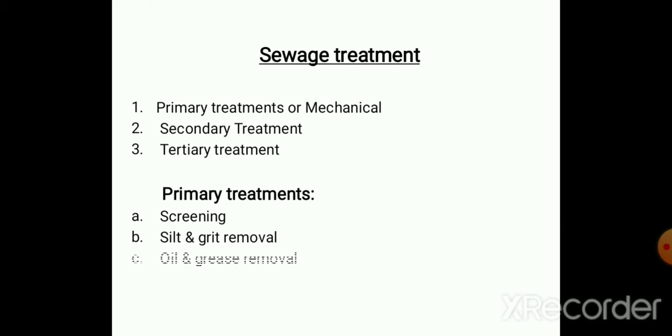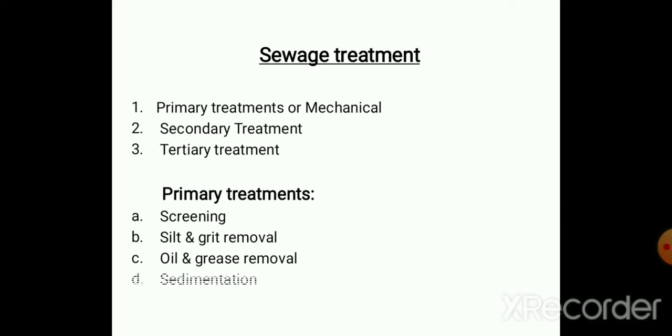The third one is oil and grease removal. So oil and grease are removed by passing through skimming tanks. Here some compressed air is blown through the sewage water, converting it into a soapy mixture, and that is lifted to the surface. The floating mixture is skimmed off, thus we can remove oil and grease from the sewage.